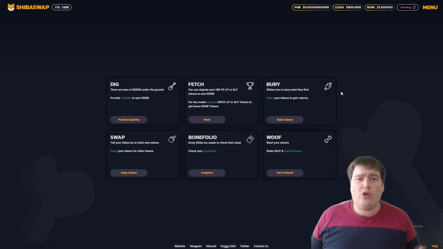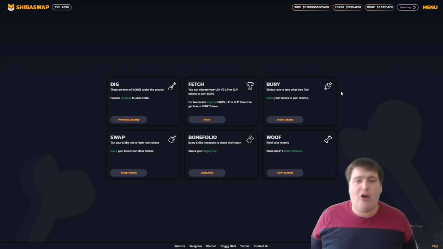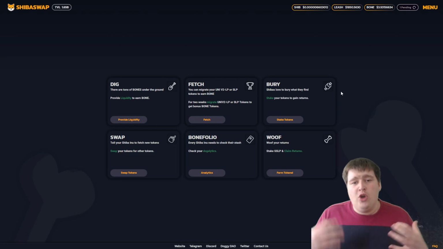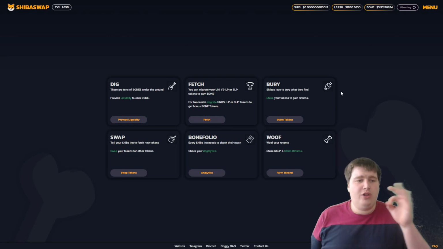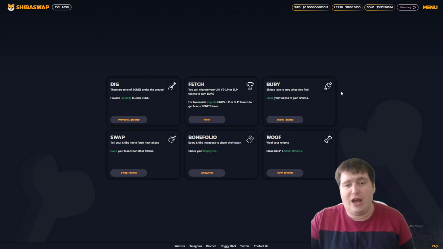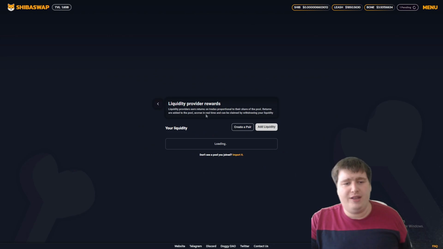Okay, so now we have gone through all the functionalities of the Bone Folio and what you should be looking out for within it, and how to maximize your investment. We're going to look into the bury, and we're going to look into the dig feature for the ShibaSwap exchange. Now we're going to cover dig first, right? So dig, you're obviously providing liquidity.